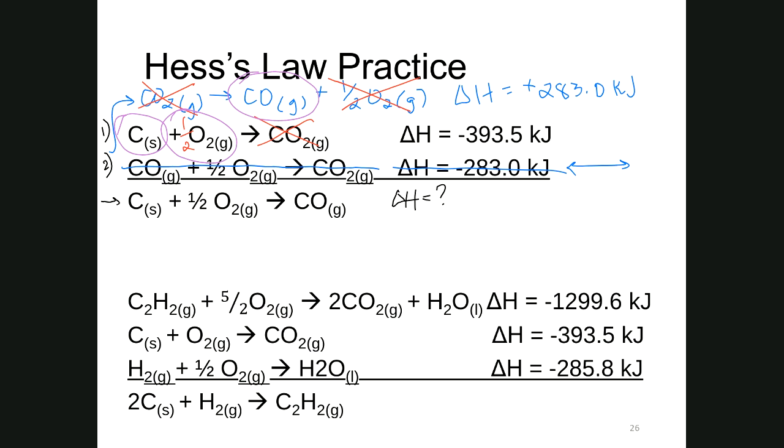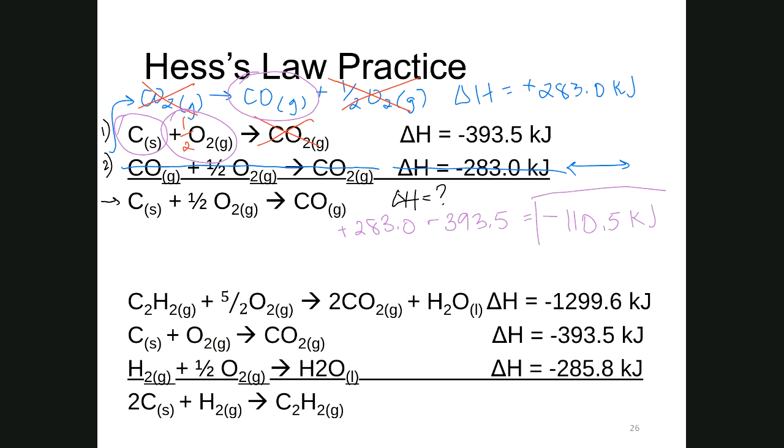So to find delta H, we add up the enthalpies. So it's positive 283.0 minus 393.5. We put those two together, and let's see what we get. I have negative 110.5 kilojoules, and that would be your answer.